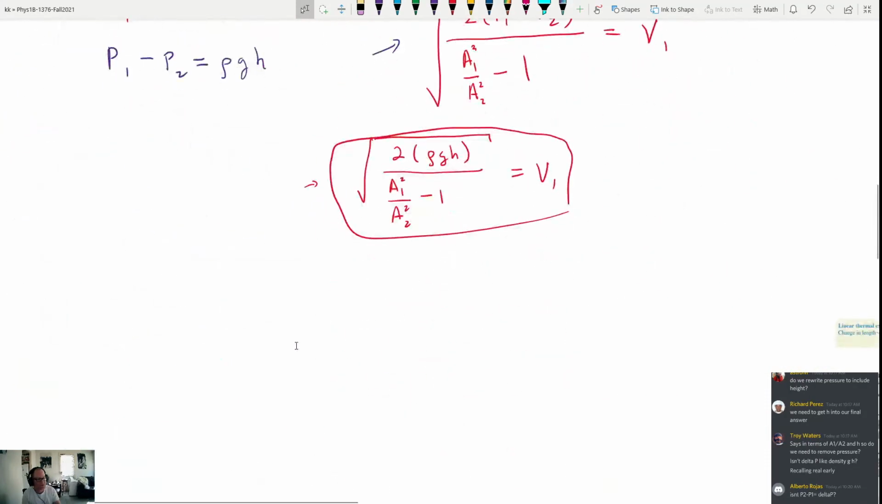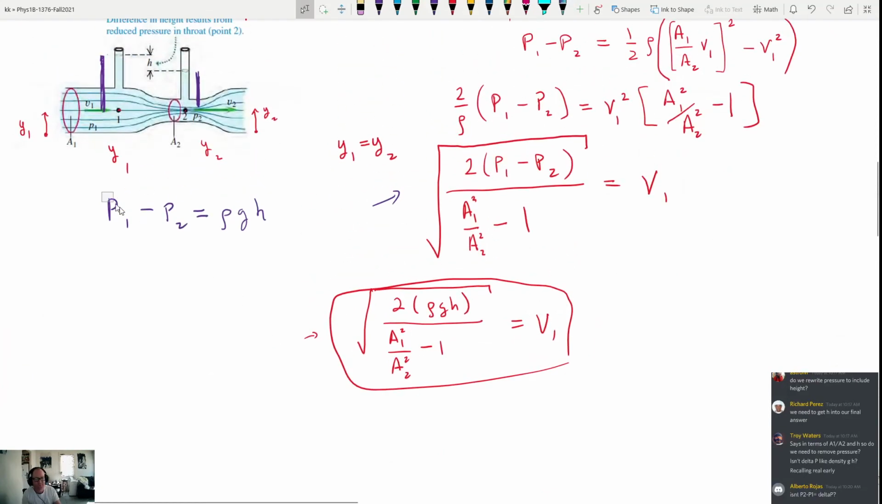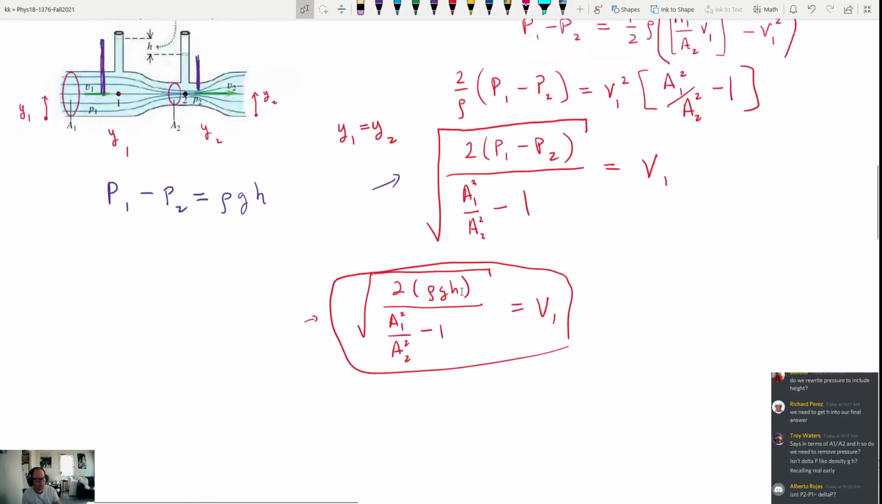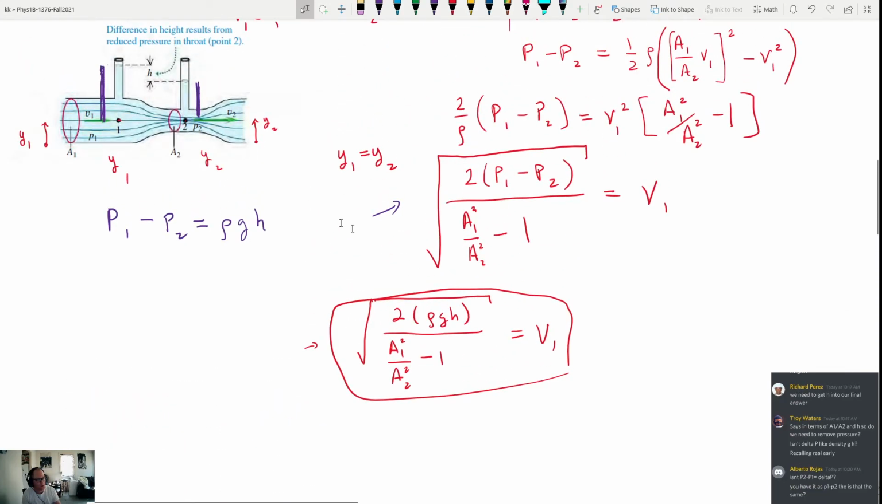Isn't P2 minus P1 delta P? Yeah, Albert. The difference in pressure? Sure, and that's equal to rho g h. Does that make sense? Ooh, I see what you're saying. You're saying that I had it backwards. Wait, did I have it backwards? Hold up. P1 is bigger than P2, right?